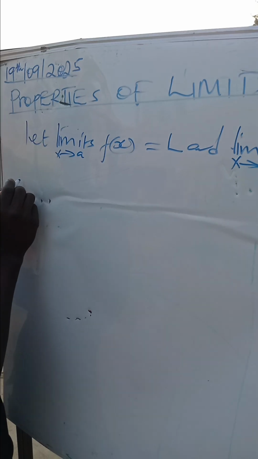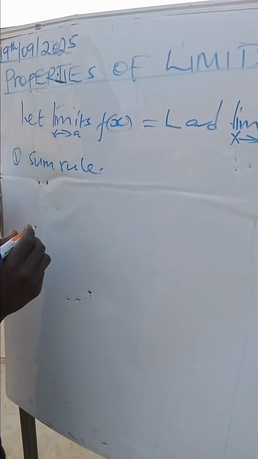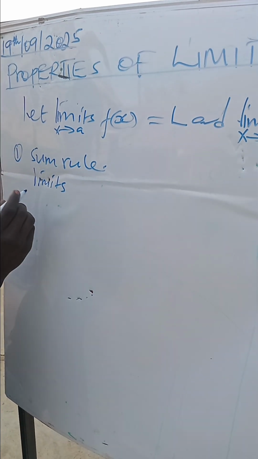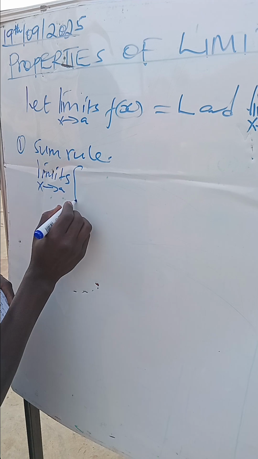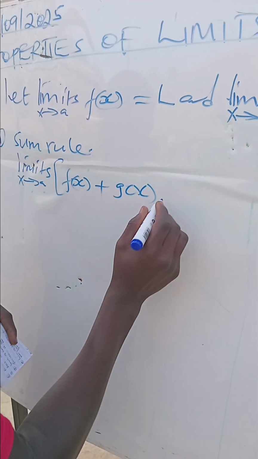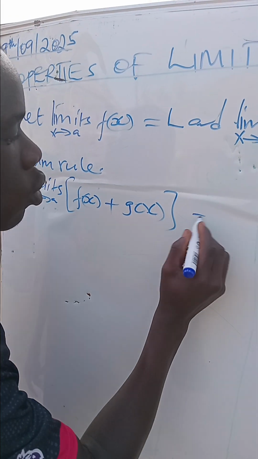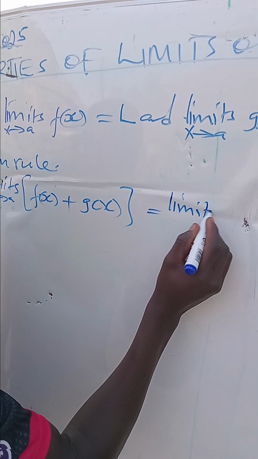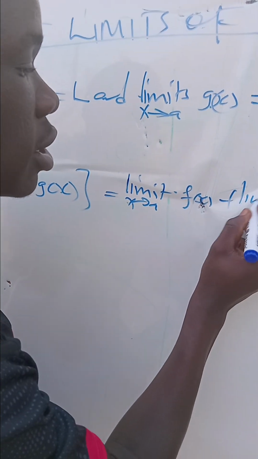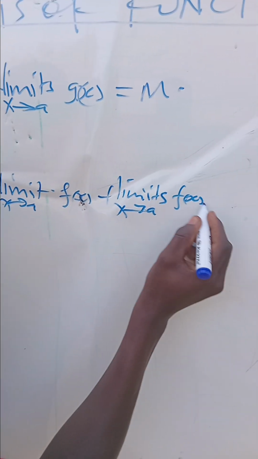The first property is the sum rule. If you're given the limit as x approaches a of the function f of x plus g of x, it is equal to the limit as x approaches a of f of x plus the limit as x approaches a of g of x.